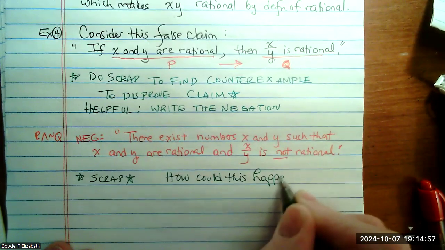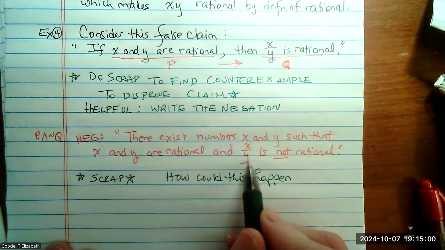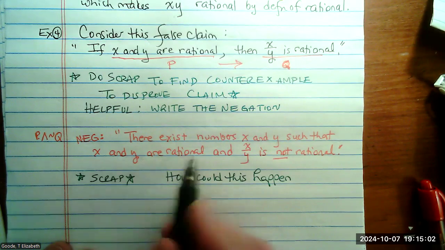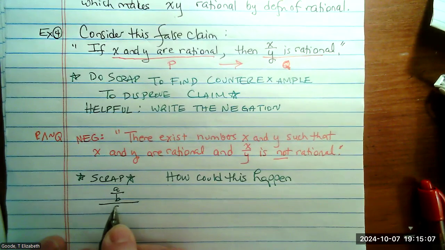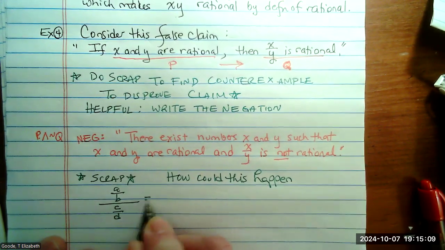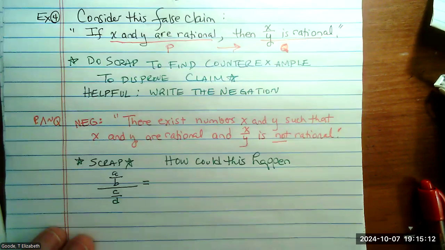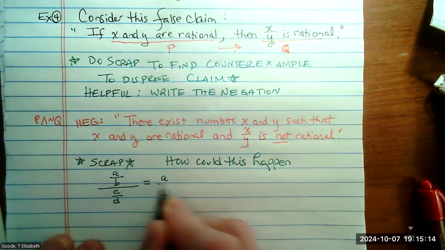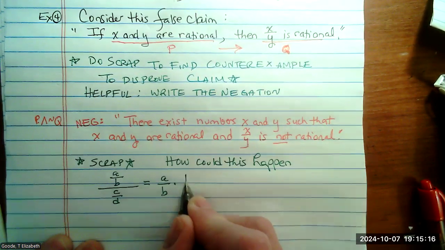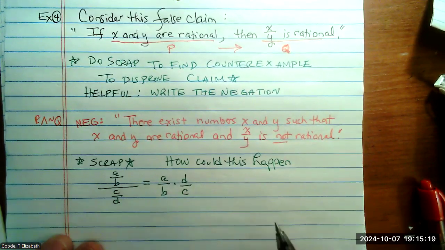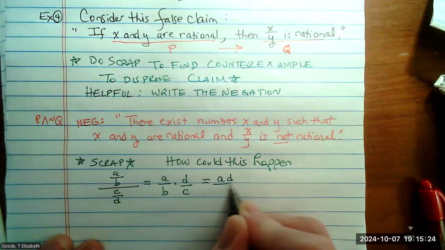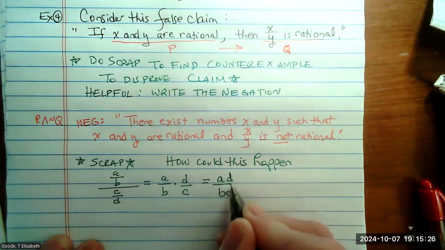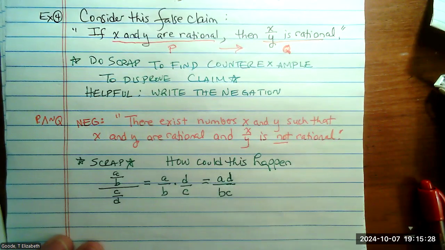Let's look at what it would look like to have X over Y if X and Y are rational. It'd be A over B, that would be X, over C over D. This is a good time to review dividing a fraction by a fraction. Everybody remembers that that's A over B times D over C, right? You flip the denominator and multiply. So in other words, we're looking at AD over BC. How could it be that this could fail to be rational?